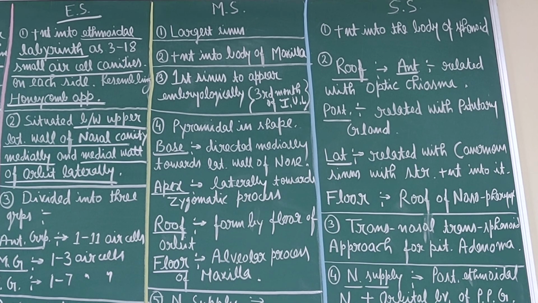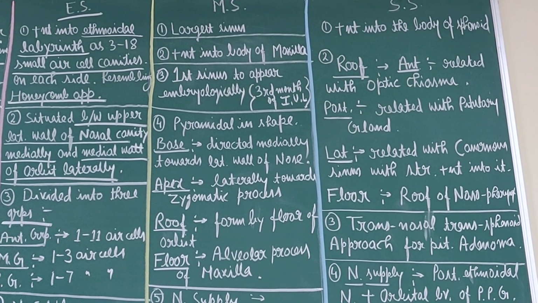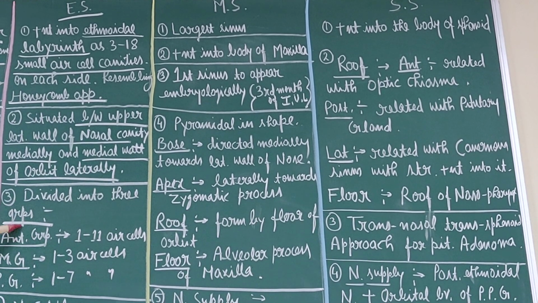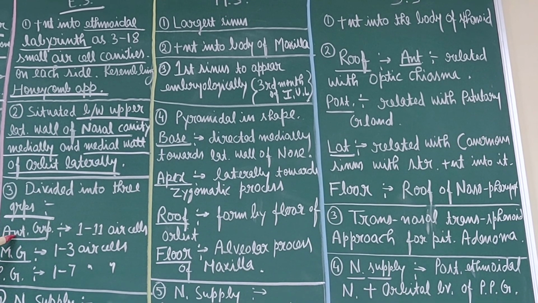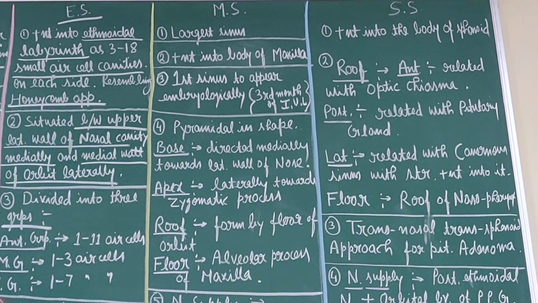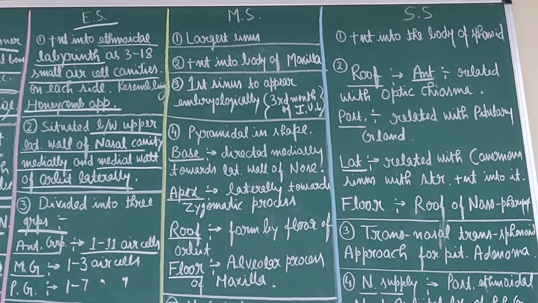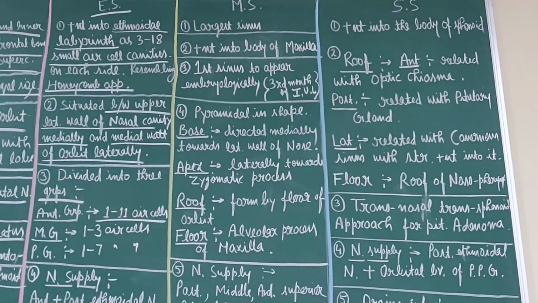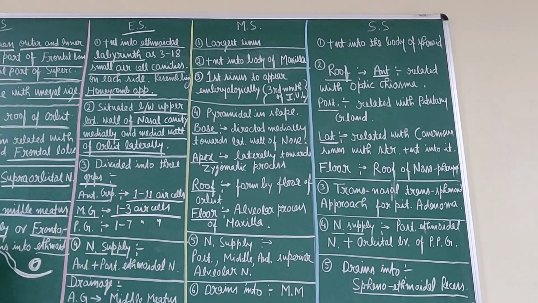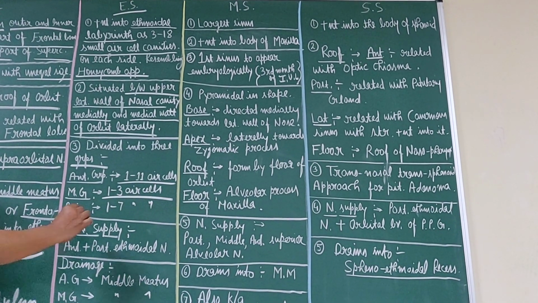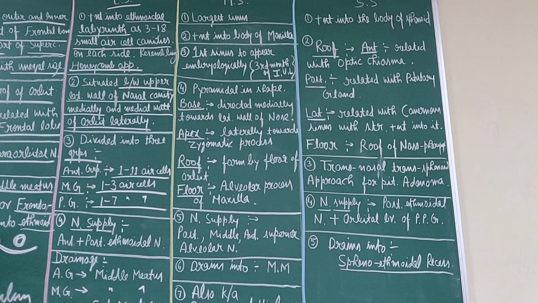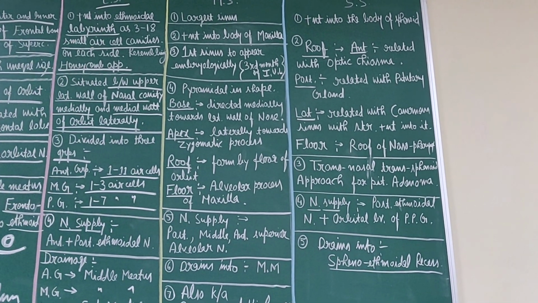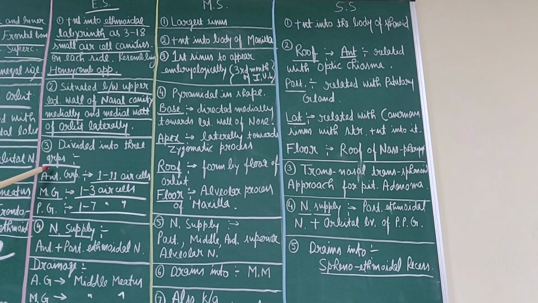We have discussed earlier, it is divided into the 3 groups. It is present into the 3 groups. The anterior group contains 1 to 11 air cells, while the middle group 1 to 3 air cells, while the posterior ranges from 1 to 7 air cells groups on each side. So it is divided into 3 groups.